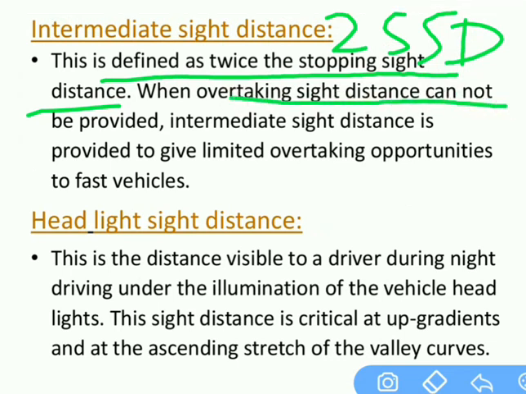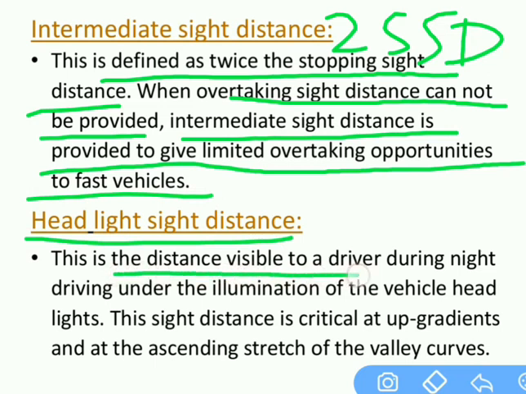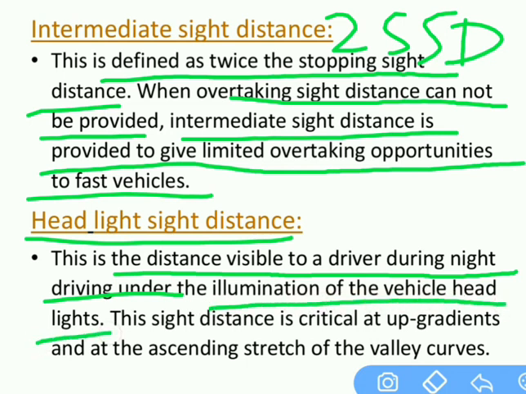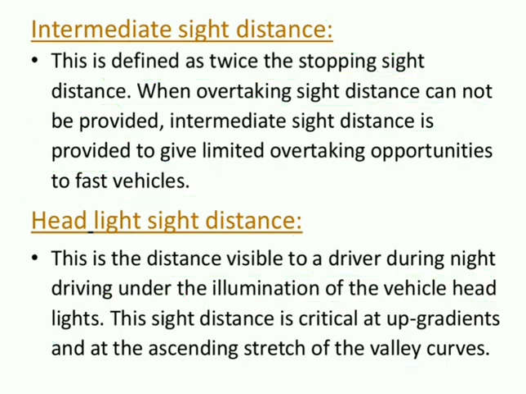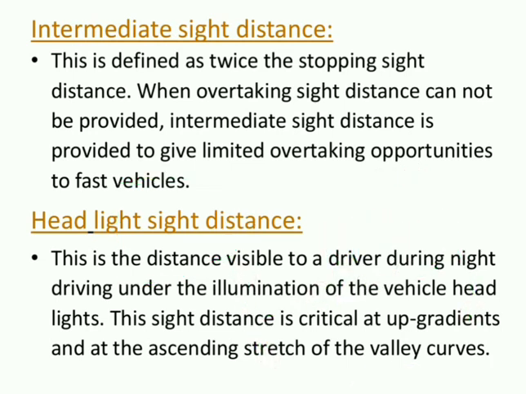When overtaking sight distance cannot be provided, intermediate sight distance is provided to give limited overtaking opportunities to fast moving vehicles. Next one is headlight sight distance. Directly we are taking it as SSD. What is the headlight sight distance? This is the distance visible to a driver during night driving under the illumination of the vehicle headlights. Simple. See how much distance the headlight of this vehicle travels, that distance we are taking as SSD, stopping sight distance.